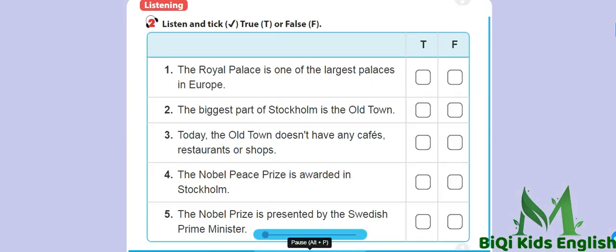Unit 9. Page 33. Skill 2. Activity 2. Listen and tick true, T, or false, F.